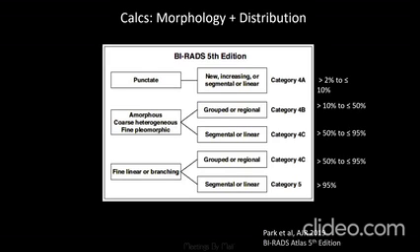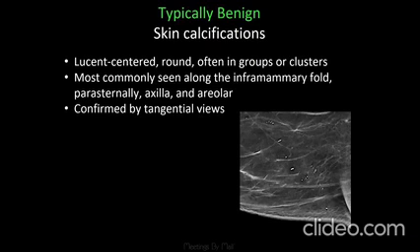So for those of you who choose to subdivide category 4 into 4A, 4B, and 4C, 2 to 10%, 10 to 50%, and 50 to 95% chance of malignancy, respectively. You can use the morphology combined, of course, with the distribution to sort of hone in on the level of suspicion. Of course, fine linear branching are so suspicious that regardless of the distribution of those, they will be at least a 4C.